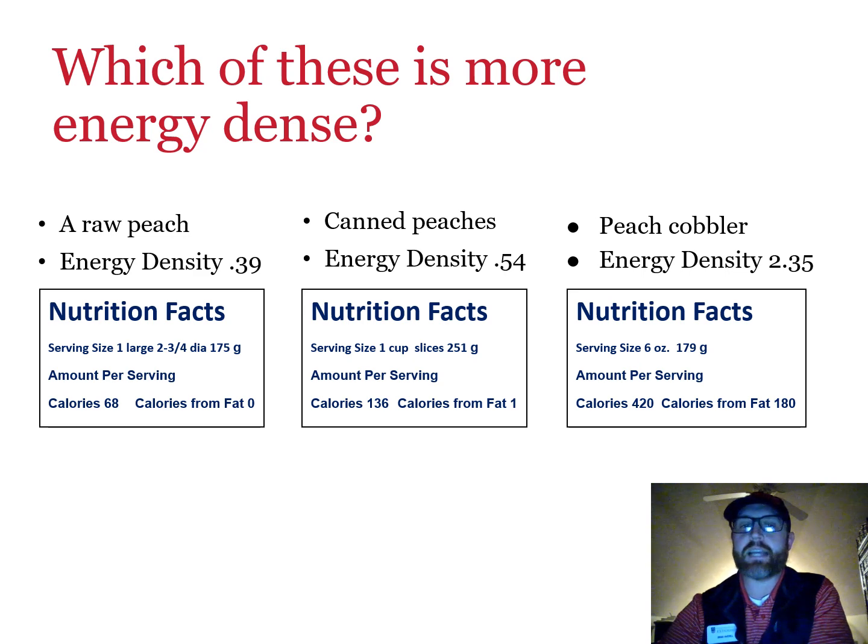It is almost the exact same amount of grams that the raw peach has, but it has about 5 times the calories, which results in an energy density of 2.35. Again, while the energy density is higher in the peach cobbler, once in a while a little peach cobbler is not the worst thing in the world.